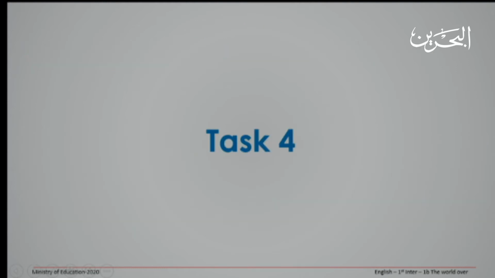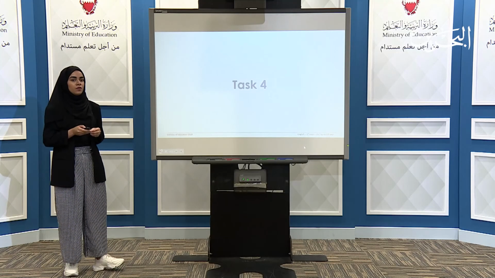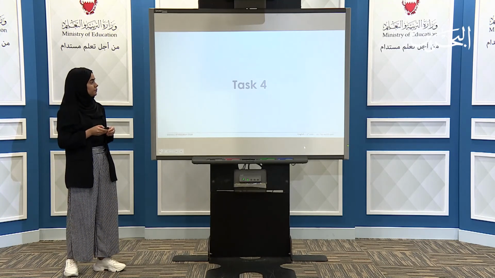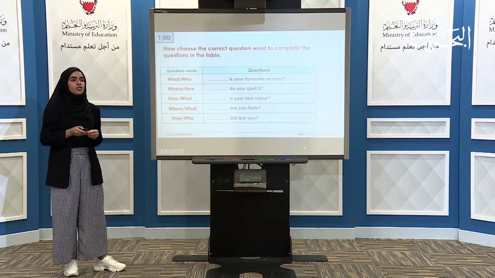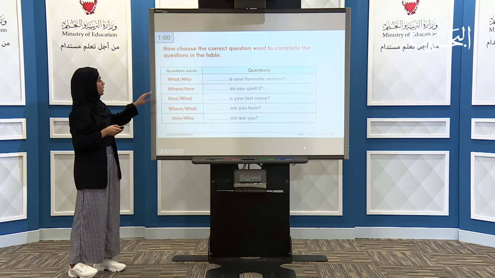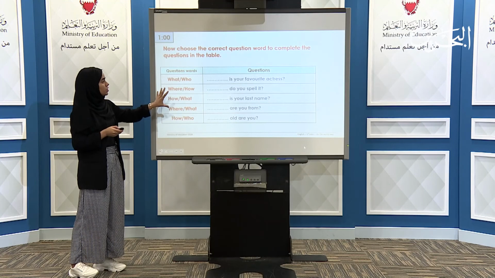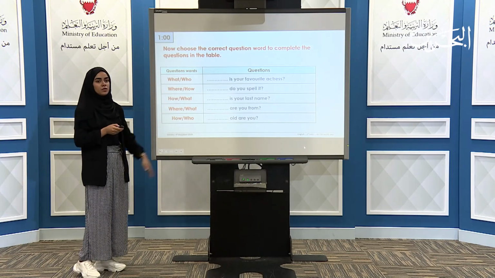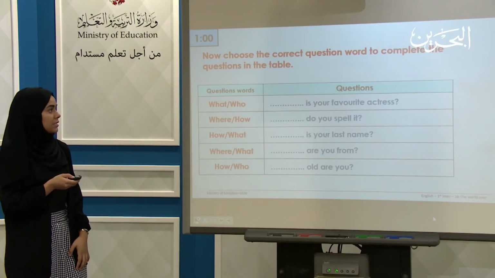So now that we're done with the question words, let's move on to task number 4. You have to choose the correct question word to complete the questions in the table. So you have 2 question words for each question. You have to choose the correct one. You have 1 minute to do this activity.